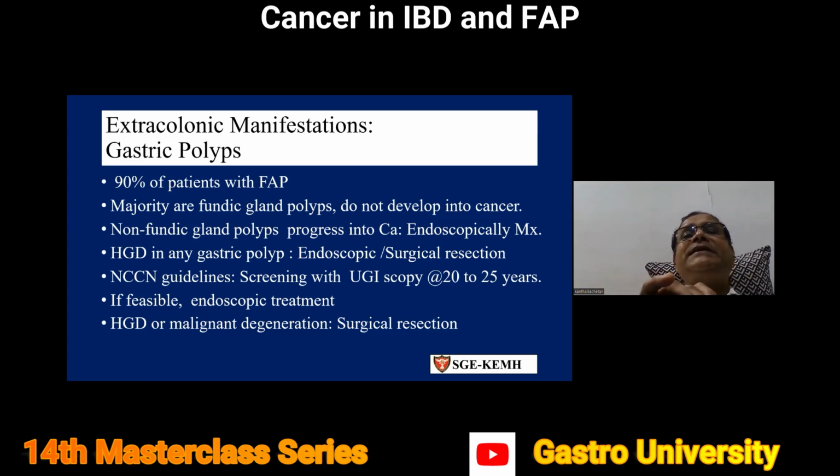As per the NCCN guidelines, in this group of patients, upper GI endoscopy should be done regularly, beginning from 20 to 25 years of age. If feasible, they can be treated endoscopically. However, patients with high-grade dysplasia and malignant degeneration warrant surgical resection.